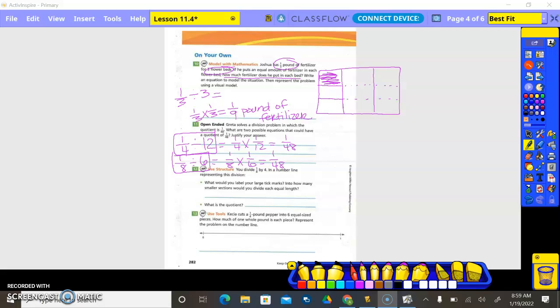Number 12, use structure. You divide 1/8 by 4 in a number line representing this division. What would you label your large tick marks? Into how many smaller sections would you divide each equal length? What is the quotient? So we said that the bigger ones would be divided into 1/8, and then you would divide them into 4 sections. So then for our quotient, we went ahead and did our division problem. So 1/8 divided by 4 equals 1/8 times 1/4, which equals 1/32.